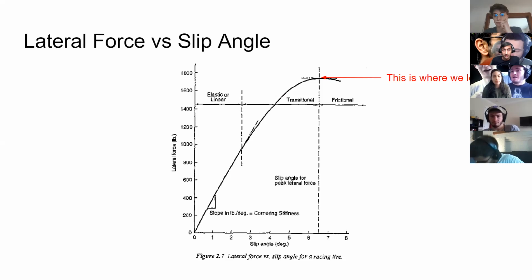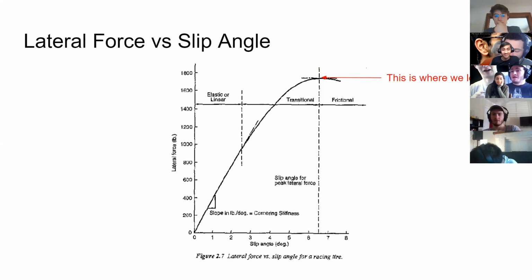Do professional drivers want to operate in the transitional region, since they know how to control it? Yes. Ideally, they're right at that peak, because that's where they can go the fastest. There's also a very fine line between 4 and 5 degrees.